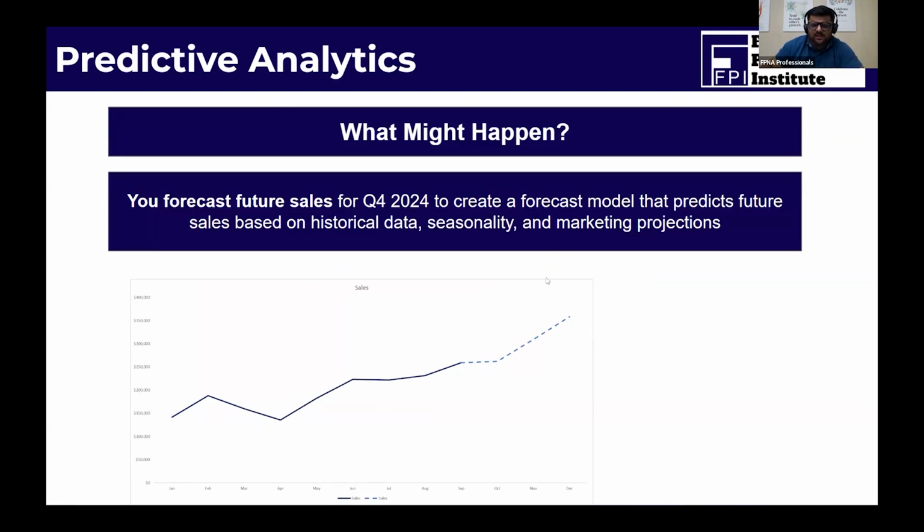So what you would do is look at the historical data. This is 2024, so you look at 2022, 2021, 2020, the last 5 years of data. Based on that, you would come up with a prediction, or what we call in FP&A a forecast, for the next quarter.